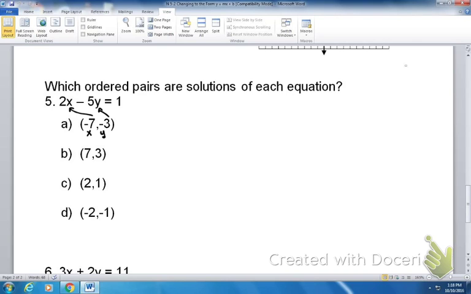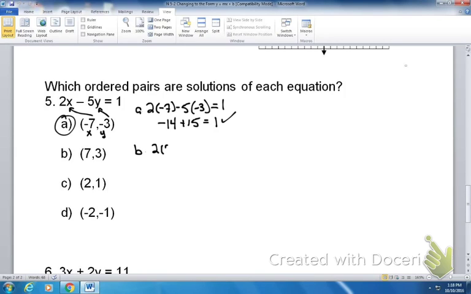So let's say on the first one, our a. Well, I'm going to have 2 times negative 7 minus 5 times negative 3. And I want you to notice when I'm plugging in those x's and y's, I'm plugging them into parentheses. And if those equal 1, then we're good to go. Well, 2 times negative 7 is negative 14. Negative 5 times negative 3 is plus 15. And negative 14 plus 15 is 1. So this one did work. We're going to circle it. Now let's try out the next one.